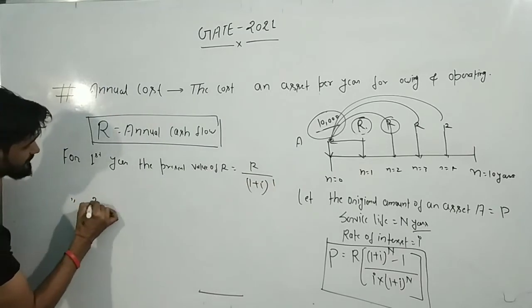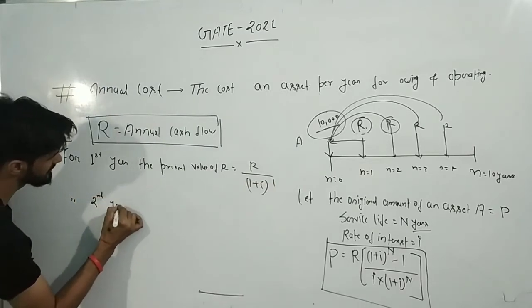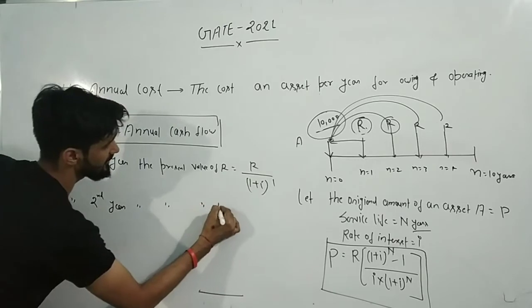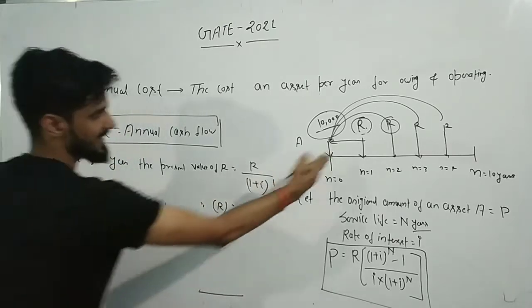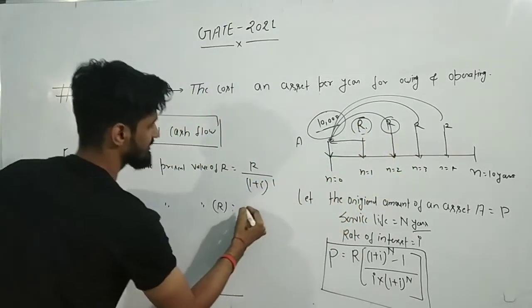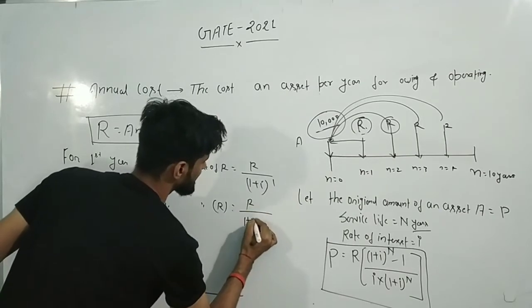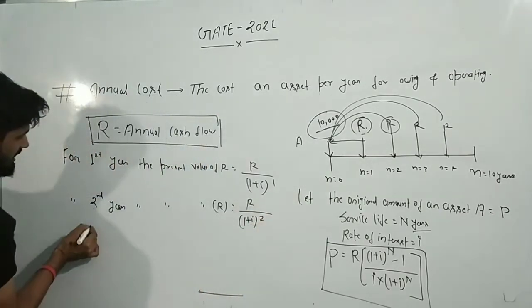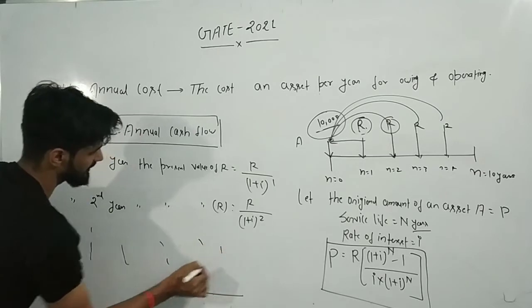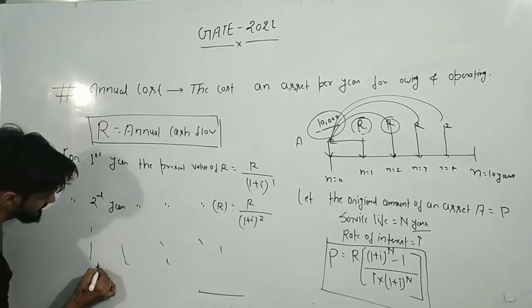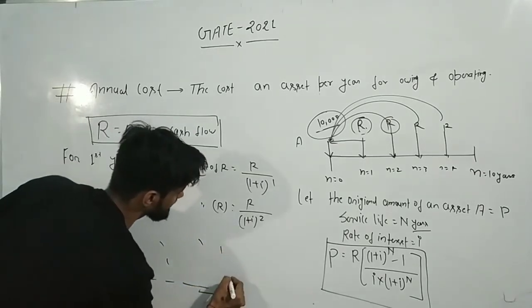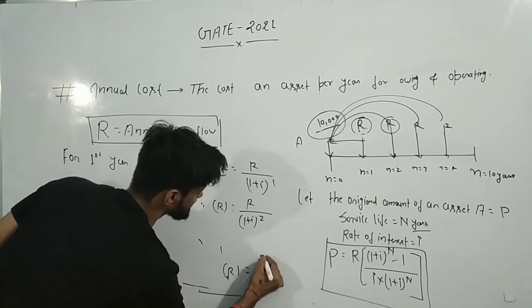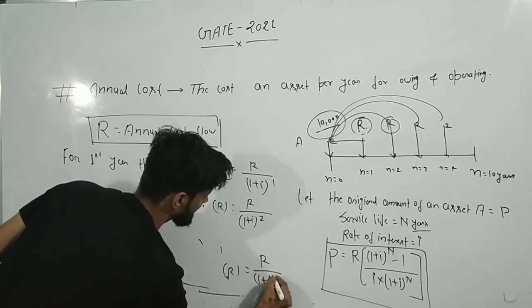For the second year, the present value of R, again there is a cash flow of R in the project, then that will be equal to R upon (1 plus I) to the power square. So if you are going to calculate for n years, then you will get the present value of R is equal to R upon (1 plus I) to the power n.